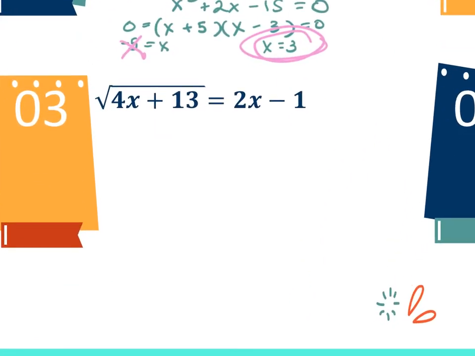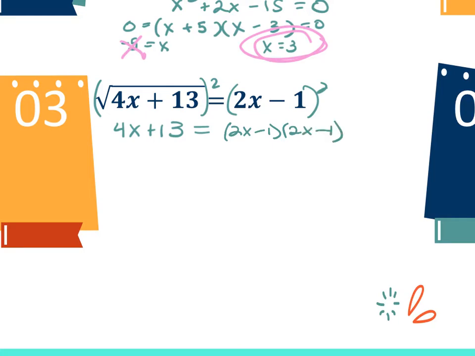Okay, go to 3. My square root is already isolated, right? So what's my first step this time? Square both sides of the equation. It's easy on the left, it just gets rid of my square root. On the right, that is not 2x squared minus 1 squared, and I can't distribute a square, right? So you have two options. One is expand and FOIL that out. 2x minus 1 times 2x minus 1.